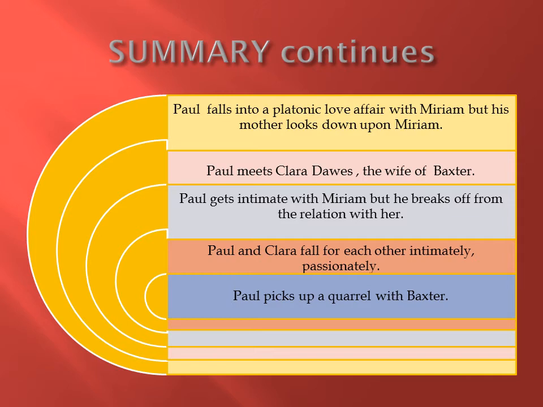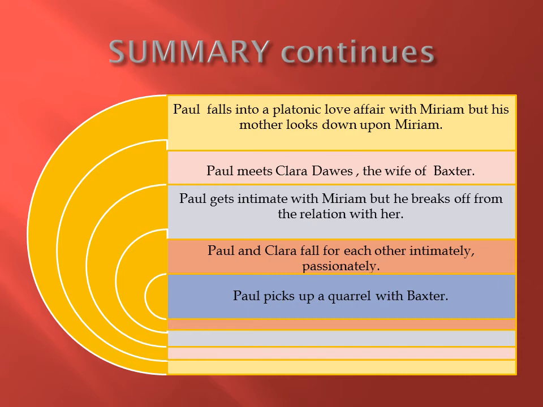It is in such a situation that Paul meets Clara Dawes, the ex-wife of Baxter. Baxter and Clara are not sharing a family life now, they are separated. Clara comes from a better family, and so his mother, Gertrude, is okay with the relationship her son has with Clara. Paul and Clara fall for each other very passionately, very intimately. They also have a physical relationship. They share a very passionate love.